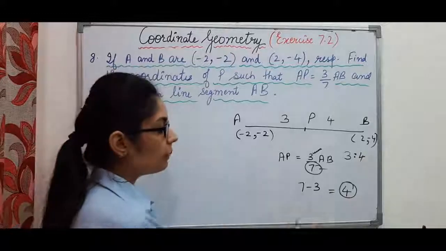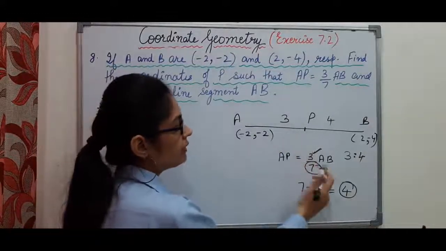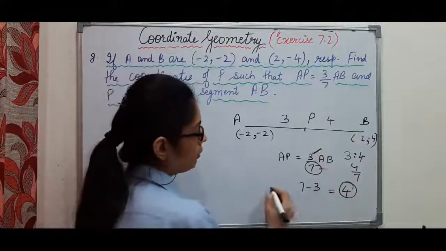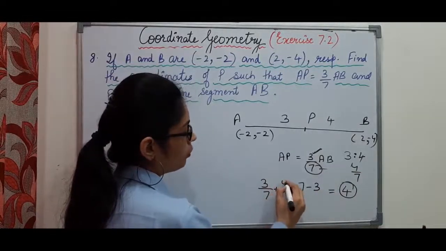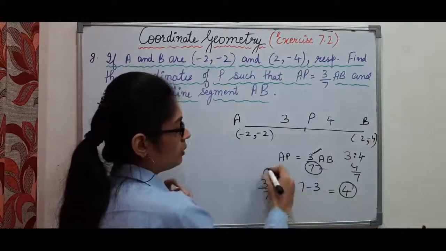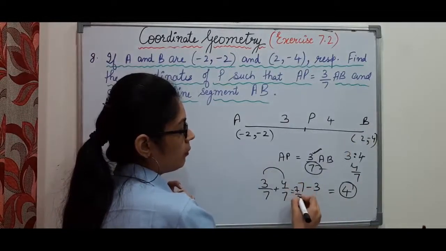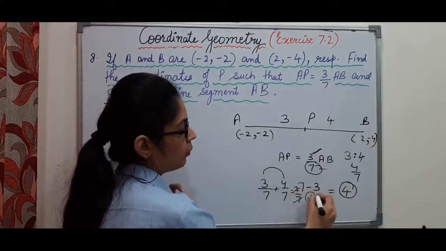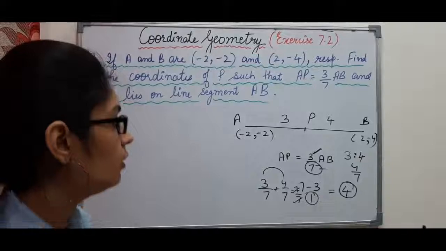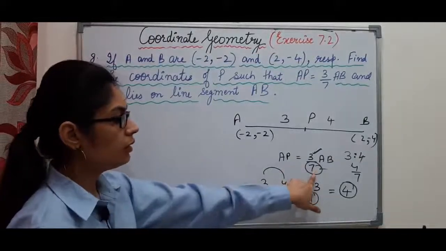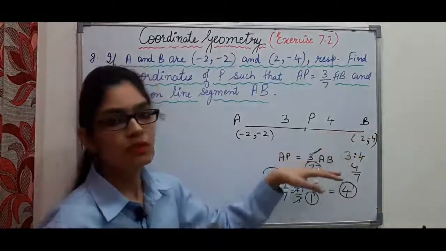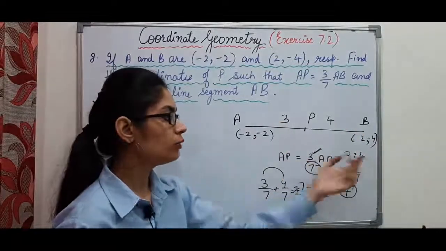So it is very simple. If this is 3/7, this will be 4/7. Whenever you add both 3/7 plus 4/7, you should get 1, because this is one complete line. So 3 plus 4 is 7 upon 7, so we will get 1. And if you just want to remember it, you can remember that the total is 7. So if 3 is there, the remaining you have to give to this part, which is 4. So the ratio will be 3:4.